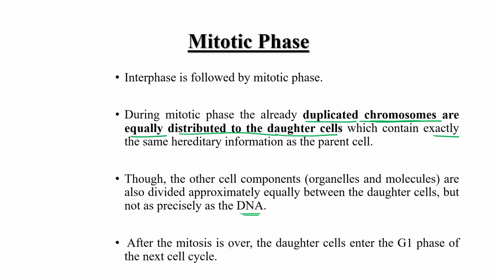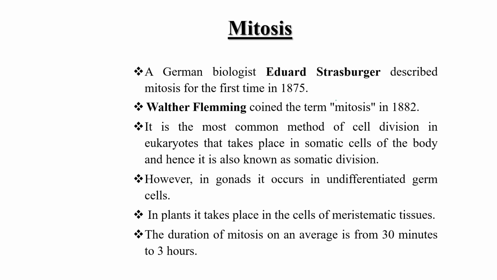After mitosis is over, the daughter cells again enter the G1 phase for growth or for the next cell cycle. This process was first described by Eduard Strasburger in 1875, but the term mitosis was given by Walter Fleming in 1882.